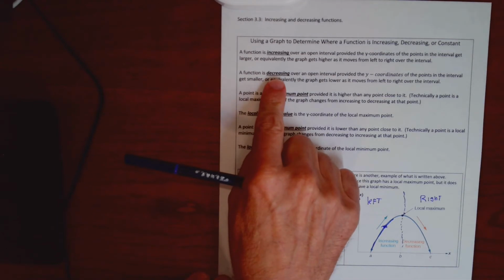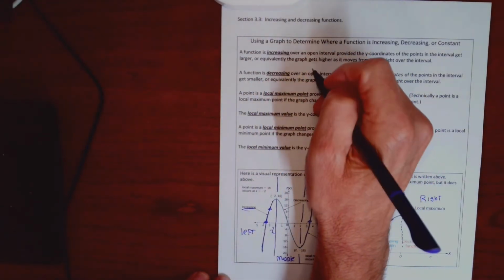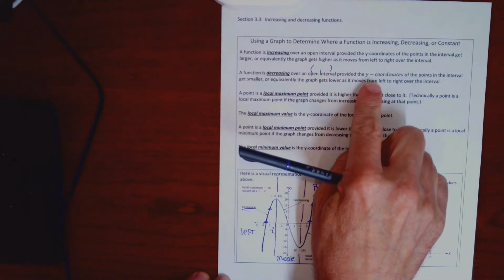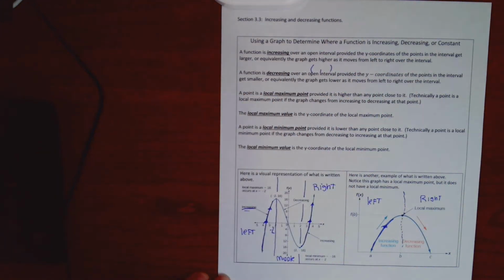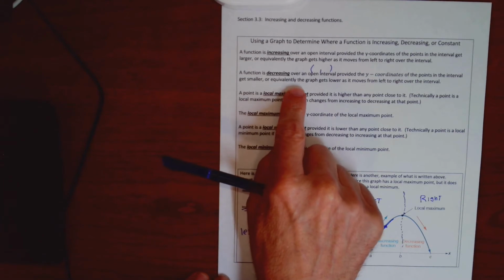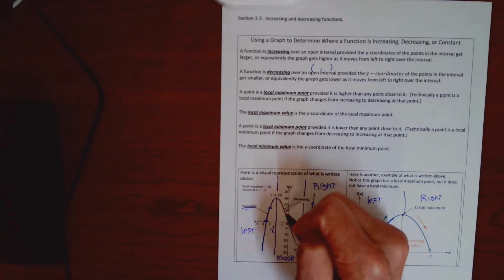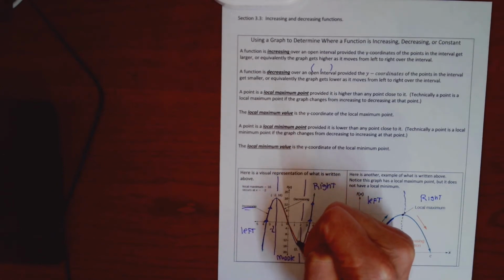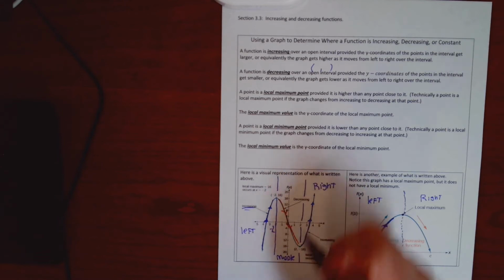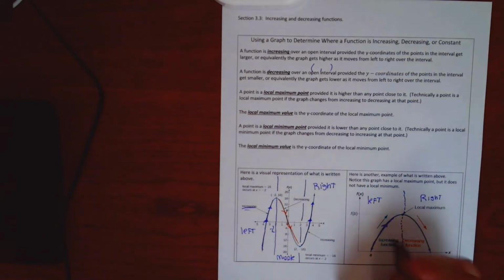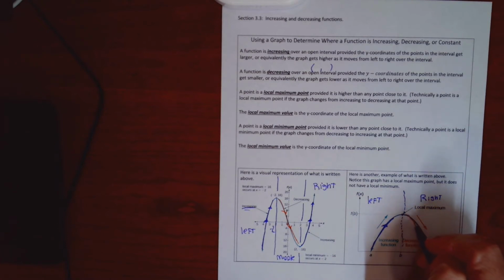And then a graph is decreasing over an open interval, which means an interval with only round parentheses, provided the y-coordinates are getting smaller. That's harder to see. This is easier to see: equivalently, the graph gets lower as you move from left to right. So in the first graph, where I drew a left region, a middle region, and a right region, the middle region is the decreasing region because as I'm drawing on this graph, my marker is getting lower as I go from left to right. In the second graph, the right interval is considered a decreasing interval because as I'm drawing on it, my marker is getting lower.